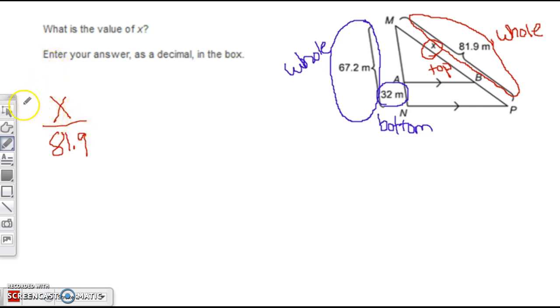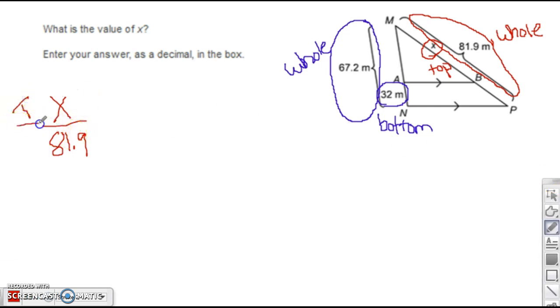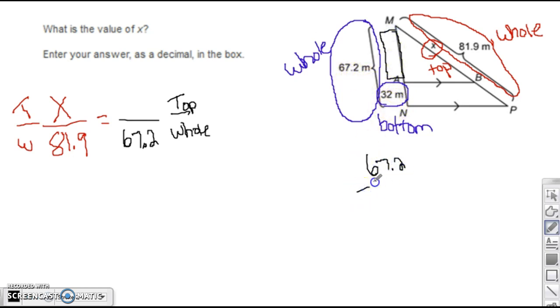But then I'm going to make myself a note. X was the top, and the 81.9 was the whole length. So when I go to set up my second fraction, I need to make sure that I have the top over the whole length. All right, I know the whole length is 67.2, so I'm going to go ahead and put that where whole belongs. But I don't know the top piece yet. But I do know the whole and the bottom, so I could take 67.2 and subtract off the bottom to figure out what the length of the top is.